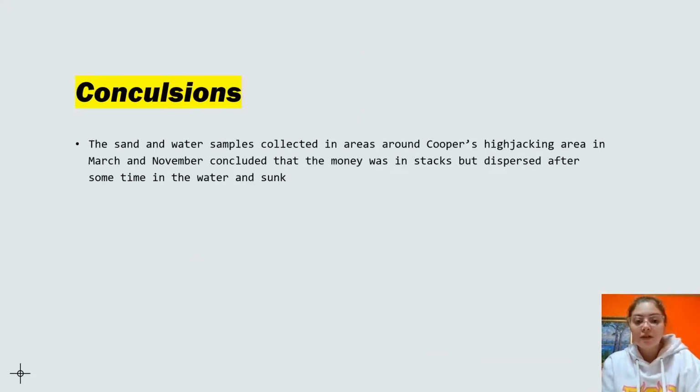So it's kind of like a conclusion. For the experiment that they did, they took sand and water samples from 2 different places in March and November, around the hijacking area where the parachute was found and where the money was found. And they concluded basically that the money was in stacks but dispersed after a period of time in the water and sunk to the bottom.